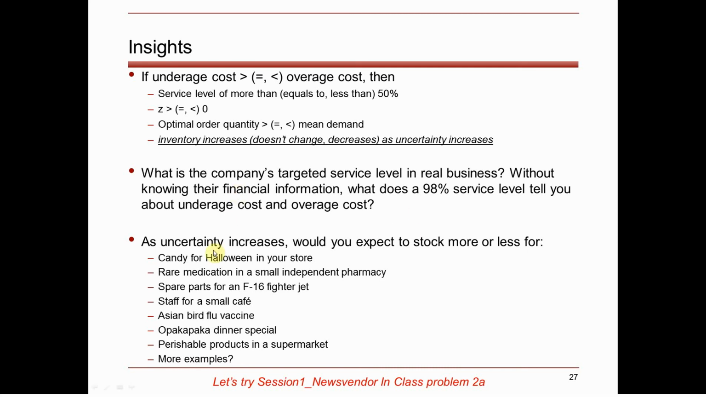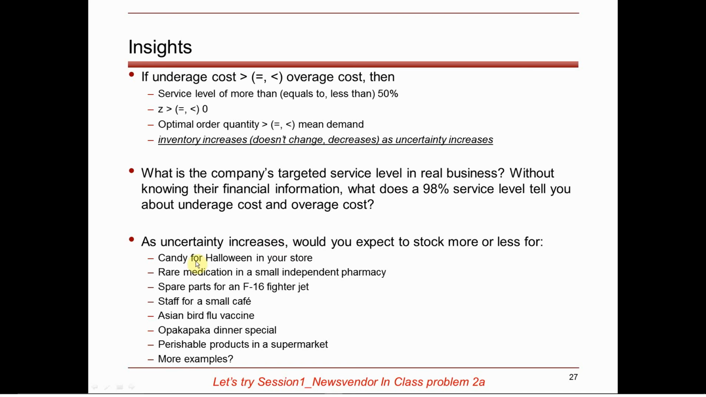So as uncertainty increases, you would expect to stock more or less for different things. So let's think about these kinds of questions. As uncertainty increases, what would you expect to stock more or less for: candy for Halloween in your store? Think about that. How about rare medications in a small independent pharmacy? What about spare parts for an F-16 fighter jet, or staff in a small cafe? So these are some questions you can think about. We'll go over these in class further, but let's just take an example of this.